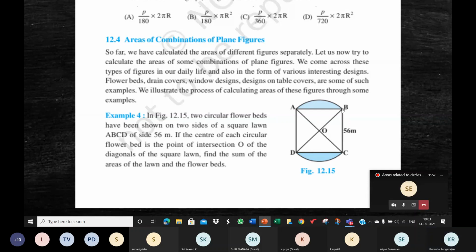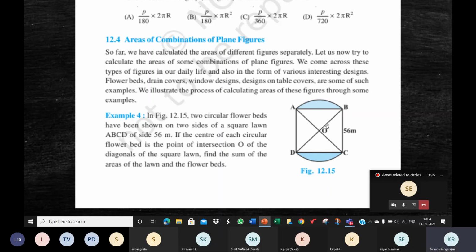Now, they also bisect at right angles, children. This one is 90 degrees here. Angle AOB is 90 degrees. They bisect at right angles. Angle AOB is 90, angle BOC is 90, angle COD is 90, angle AOD is 90. All these angles around O are 90 degrees. In a square, the diagonals bisect at right angles.